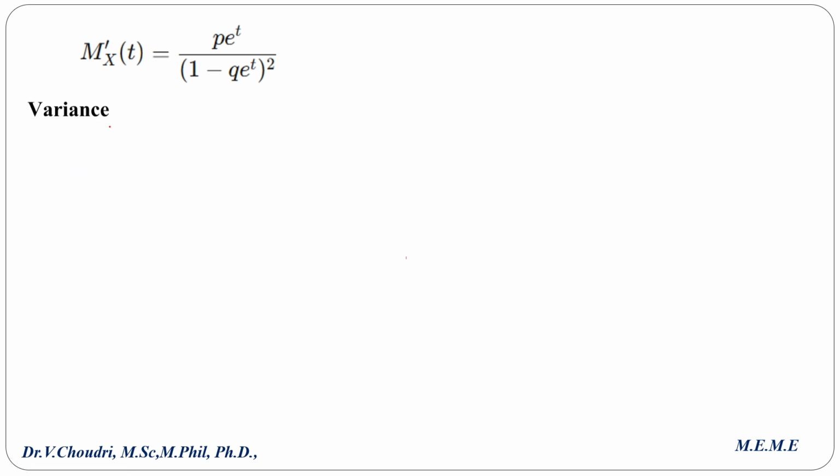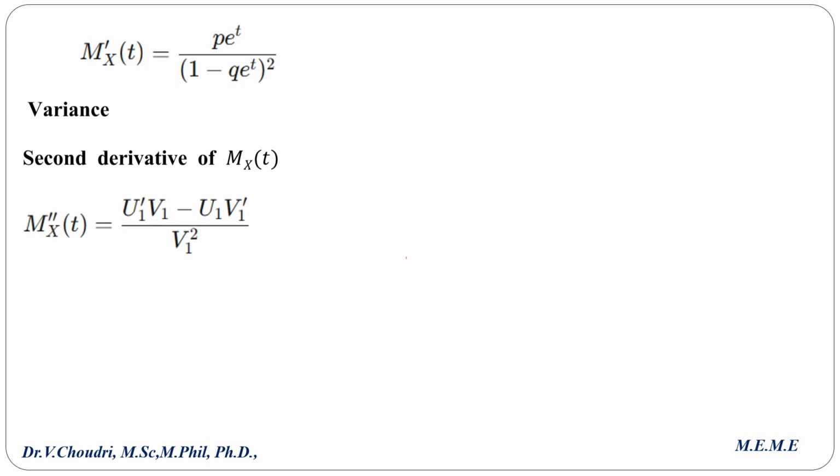Now we are going to find the variance of the geometric distribution. Okay, so the required thing is the second derivative. Already we have the first derivative of the moment generating function. So let us see the second derivative. Take this one u1 and take this one v1. See, u1 equals p e power t, v1 equals (1 minus q e power t) whole square.